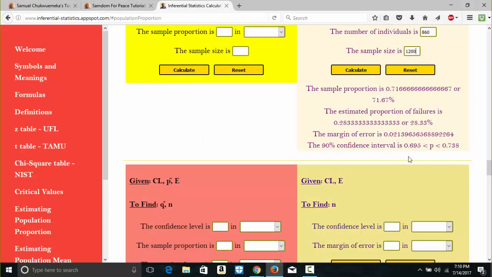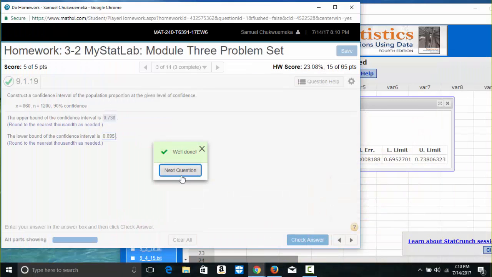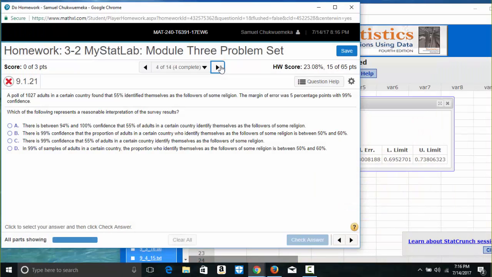Okay, question 4. A poll of 1,027 adults in a certain country found that 55% identify themselves as the followers of some religion. The margin of error was 5 percentage points with 99% confidence. Which of the following represents a reasonable interpretation of the survey results?